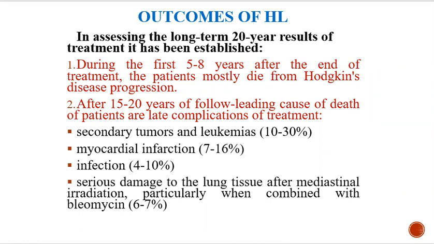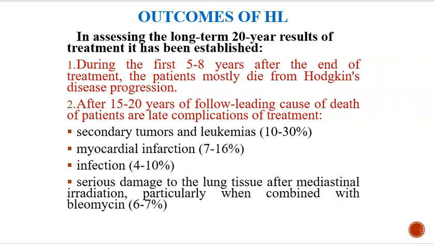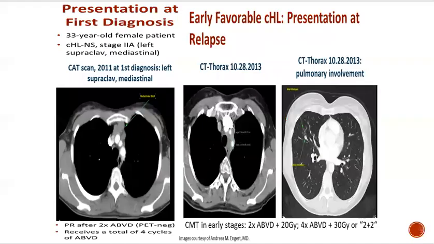In assessing the long-term 20-year results of treatment, it has been established that during the first 5 to 8 years after the end of the treatment, patients can die mostly of progression, and the leading cause of death of the patients are late complications of the treatment. They are secondary tumors, so leukemias, myocardial infarction, infection, serious damage to the lung tissue after intestinal radiation, particularly when combined with bleomycin.